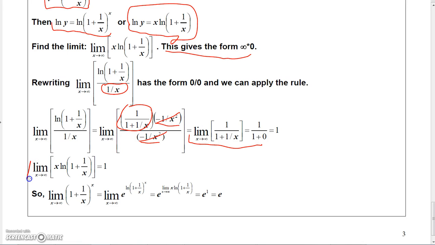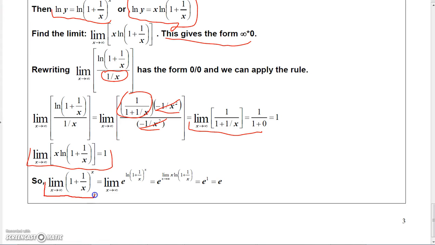So we showed that this limit is 1, but we're not quite finished yet because that's not what we wanted to show. We wanted to show what this limit equals. Well, this limit can be rewritten as the limit of e to this power, which can be written as e to the limit of this power, and of course this power is x times natural log of 1 plus 1 over x. But we just found that this limit is 1. So this is just e to the first, which is e.